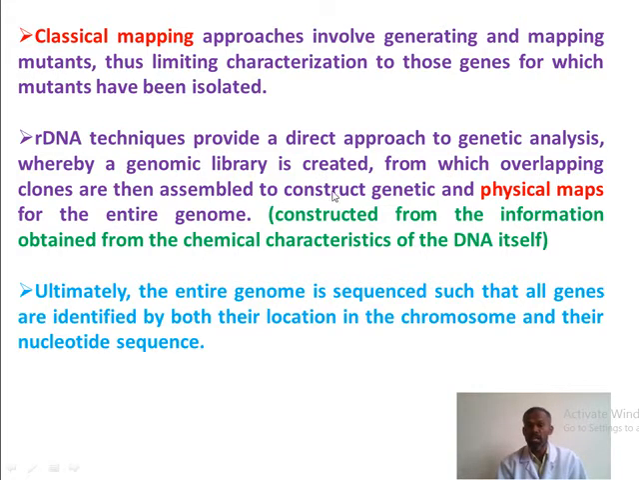Then we can construct a physical map of the entire genome, based on the chemical characteristics of the DNA itself. Ultimately the entire genome is sequenced such that all genes are identified by both their location in the chromosome and their nucleotide sequence. So based on this we can find out the defective gene and important genes, and that is how we can manipulate the gene.